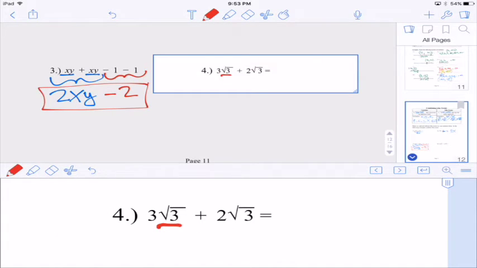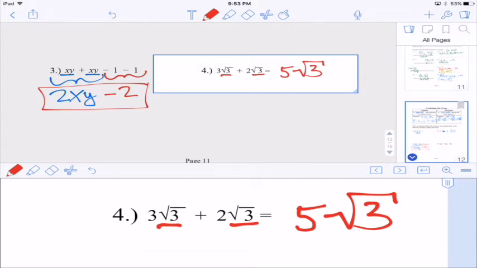We have square root of 3 and square root of 3. Those both are the same type of root. Notice how it's the exact same root. There's no numbers that are different, and it's both root of 3. So if we add those together, we get 5 square roots of 3. And that's it.